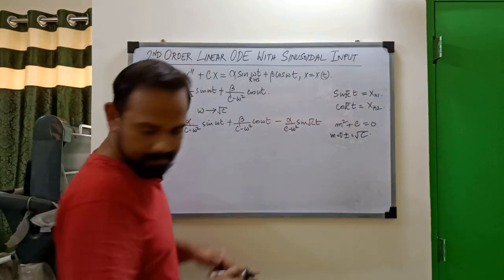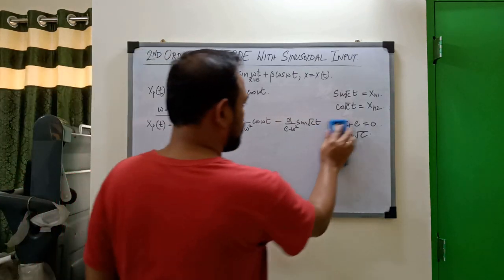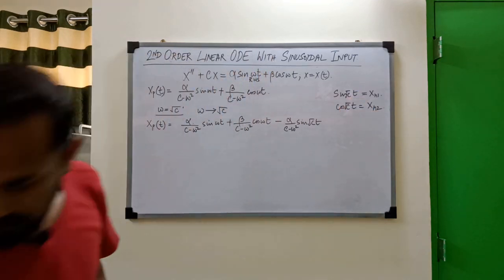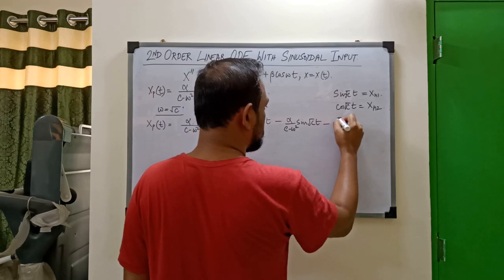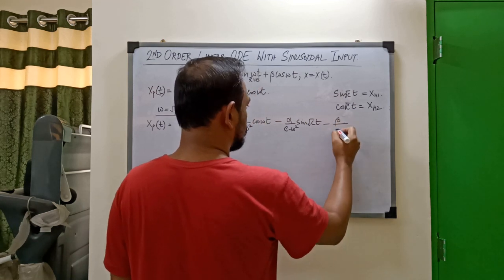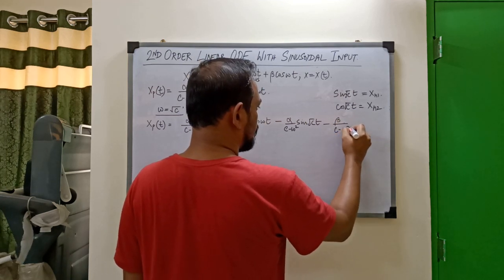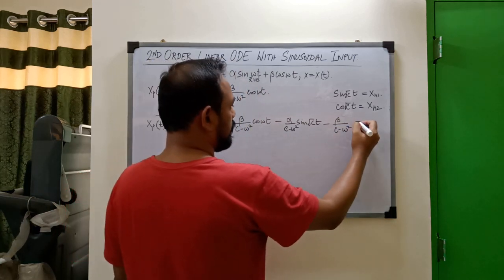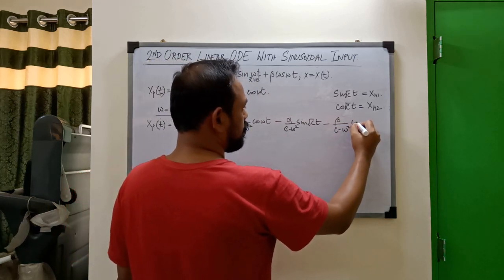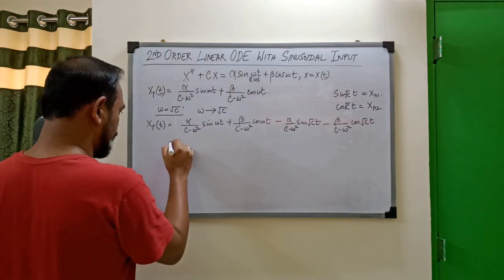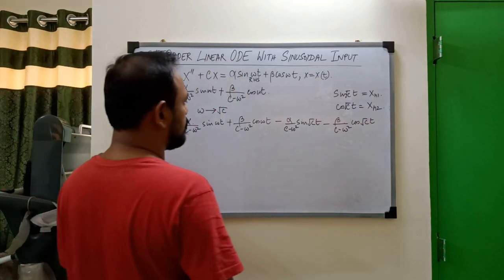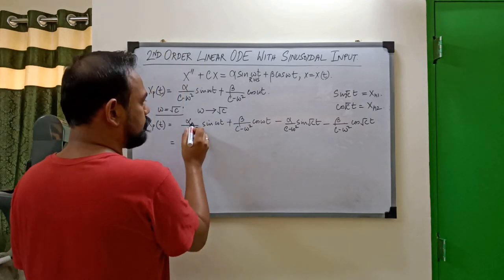And I want to take away, I'm just rubbing this out because we have established what rho was. I'm taking away beta by c minus omega square, same weight as this cosine root c t. So let's just group that. So what do I have?